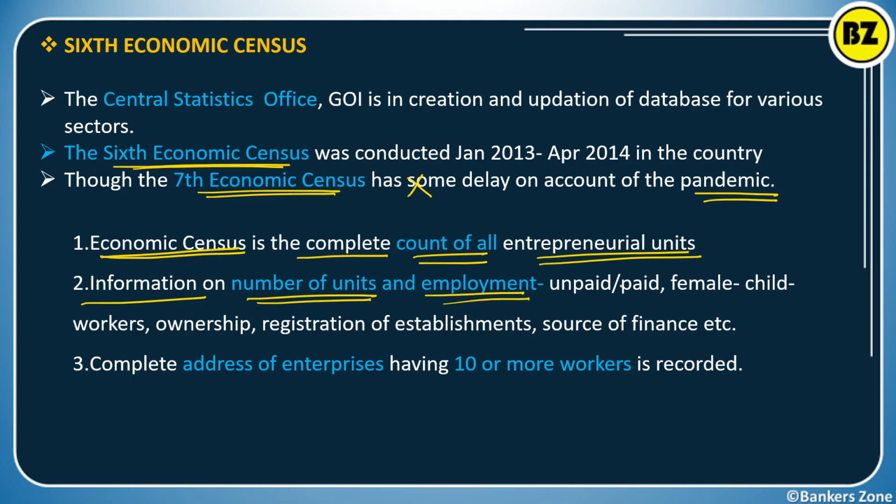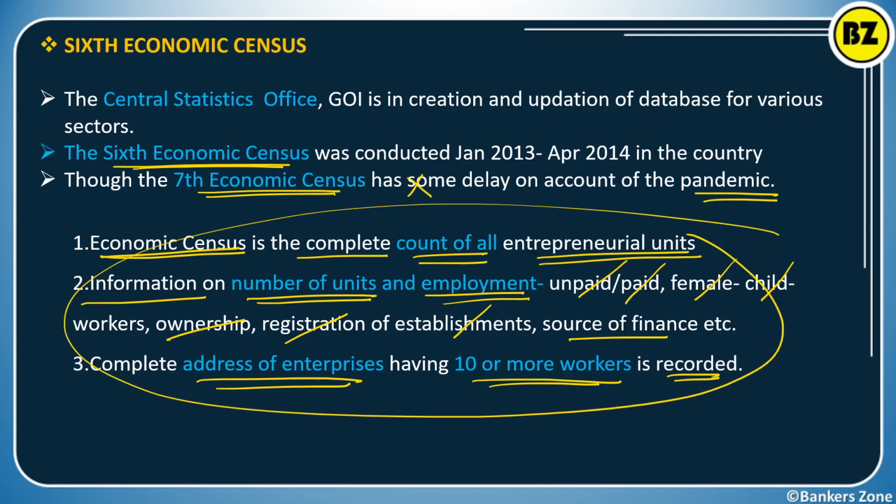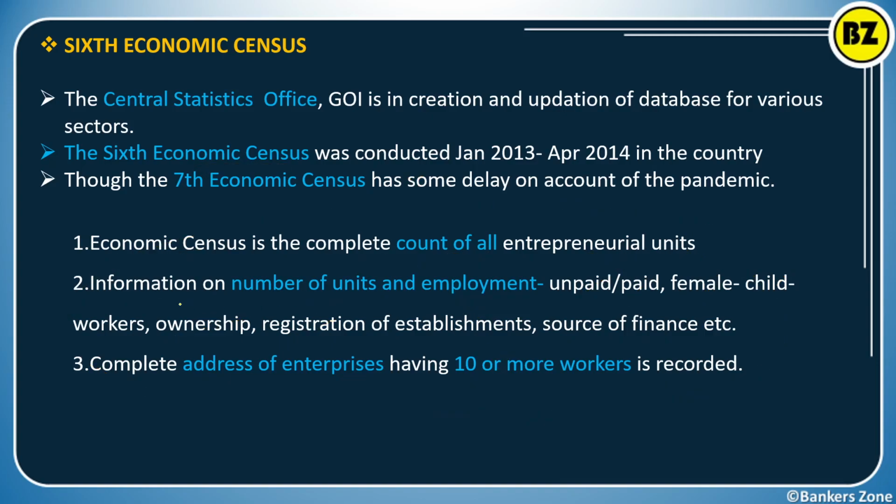the employment, whether the employment is unpaid or paid, how many female employees are there, how many child workers are there, what is the ownership, private ownership, apart from that whether there is a partnership, whether registration of the establishment is happening or not, what is the source of finance for that company, like that. So all this information is taken. The complete address of enterprises having 10 or more workers is also recorded. So this is all about the economic census. Basically, in the economic census we are taking information about the entrepreneurial units in the country.